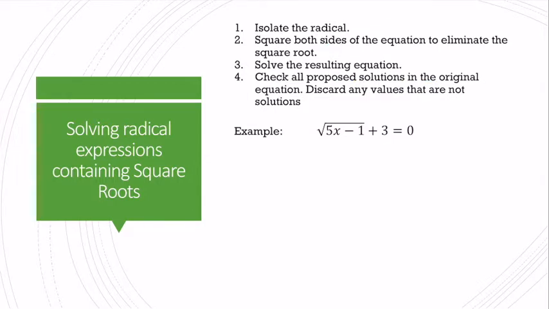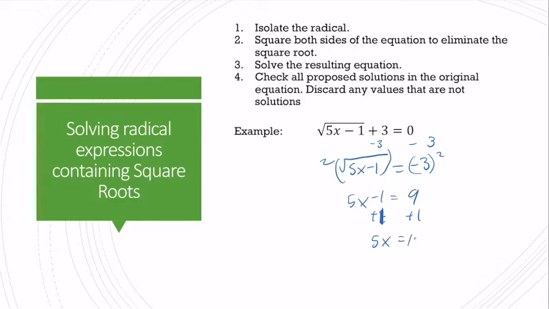So the first thing I need to do is isolate the radical. I have the square root of 5x minus 1 plus 3. So I'm going to subtract 3 from both sides. I get the square root of 5x minus 1 equals negative 3. I go ahead and square both sides. That's my step 2. That gives me 5x minus 1 equals a positive 9. I go ahead and add 1 to both sides. That gives me 5x equals 10. So I have that x equals 2.